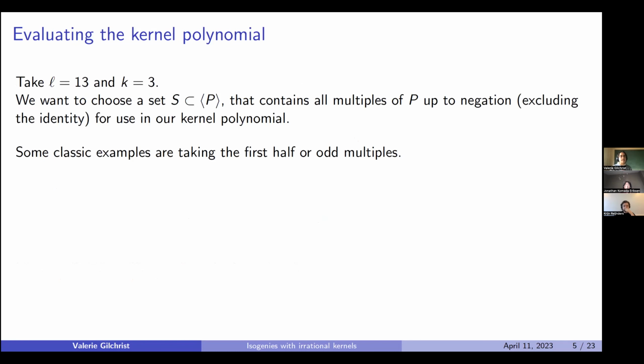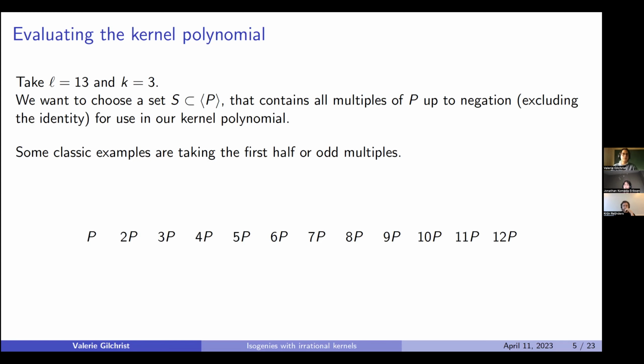So looking at an example, we're going to take L to be 13 and K to be 3. So that means the point we're working with is order 13, but it did not exist in our base field. So we had to go to E(F_q^3) to find this point. We're concerned with choosing the set S, a subset of the multiples of P without the identity up to negation. So here we have all the multiples of P without the identity.